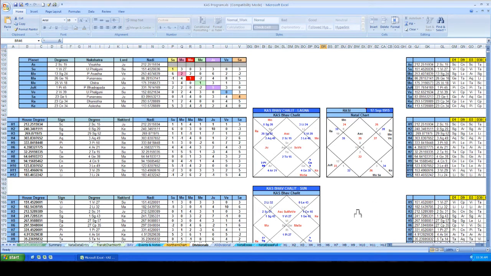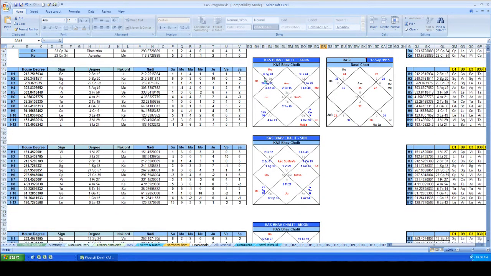I can see the Cusp house Chalit here. I can see the second house is starting at 0 Sagittarius 20. The third house starts at 29 52. The fourth house at 3 Aquarius 49.